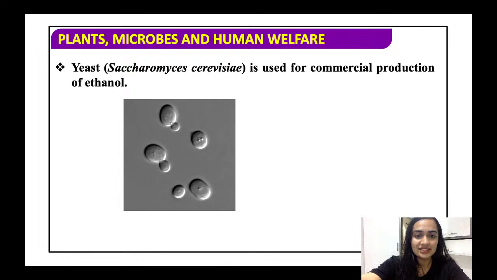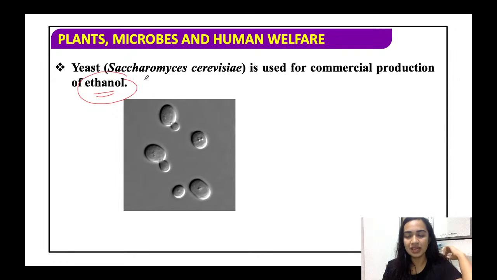Now, yeast, that is your Saccharomyces cerevisiae, is used for commercial products. That means जो भी अल्कोहल आप कंज्यूम करते हो ना, उन सब के प्रोडक्शन, that means इथेनॉल में वो हेल्प करता है. We have already discussed how इससे बियर, वाइन, रम और I guess जिन, इन चार के बारे में हमने डिटेल में बात की.